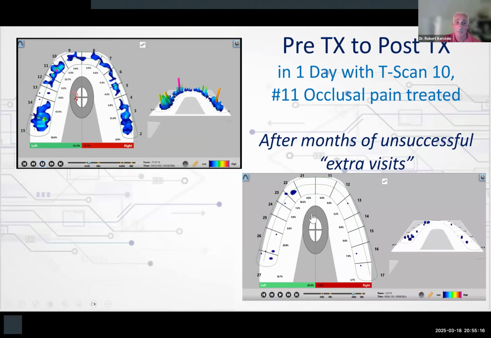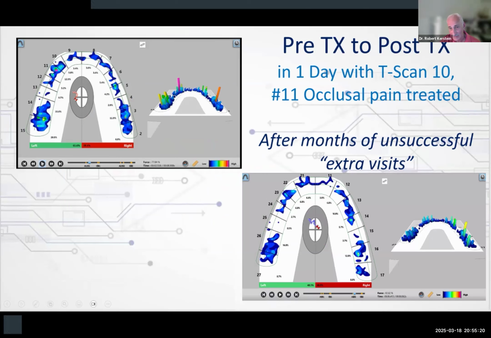Here we have extreme pressure. I turned it into this. Center of force in the middle, everything the same, low forces throughout, maybe take a little bit off of the palatal cusp of the first molar on the right. And the patient was stunned. He goes, you fixed this in one day. I've been going for months and months and months, and my dentist couldn't fix it.